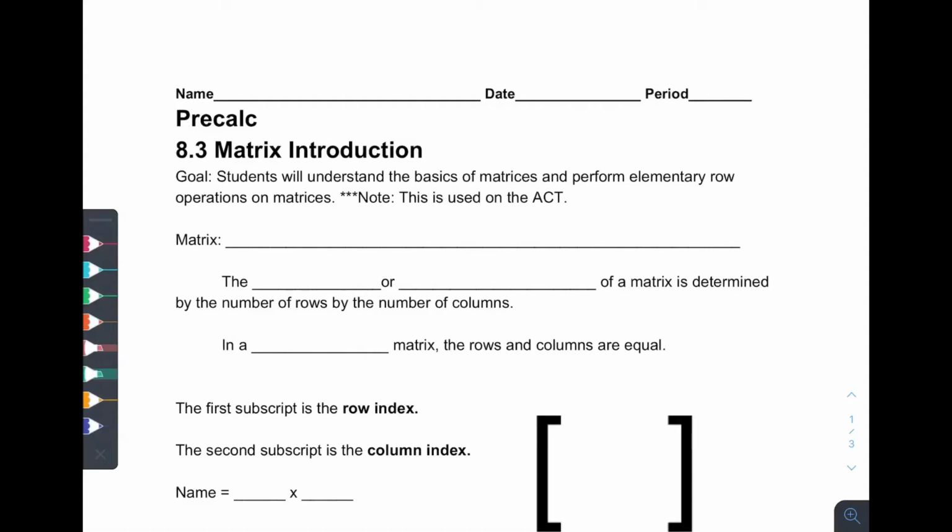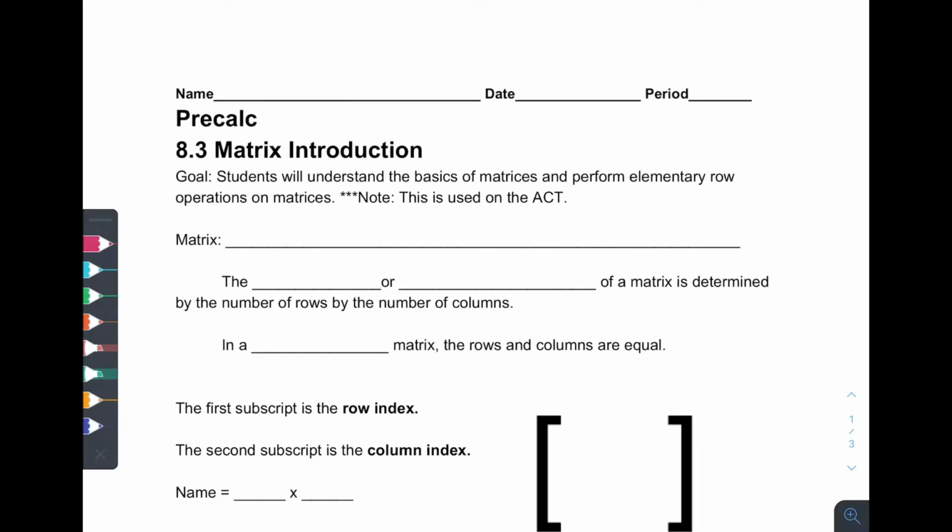Today we are talking about matrices. This is a topic that is frequently on the ACT, so that is why we are doing Chapter 8 after Chapter 2. Okay, so first let's define what a matrix is.